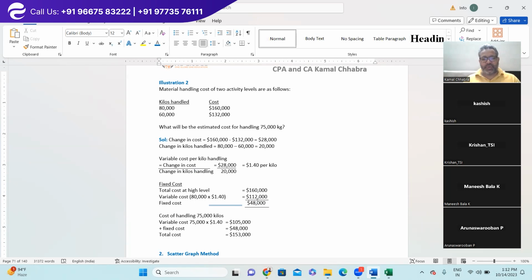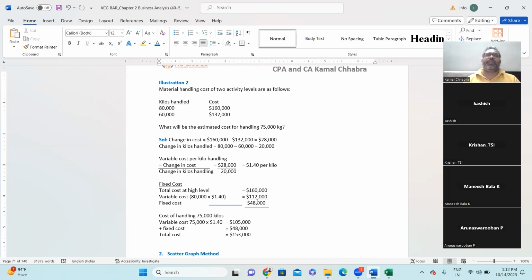How we have calculated fixed cost? Now you have fixed cost with you. Now you have variable cost per unit with you. The call of the question is, what will be the estimated cost for 75,000 units? So your fixed cost of 48,000 will remain same, but variable cost will be 75,000 multiplied by $1.40, which is 105,000. So the total cost is $153,000, right?